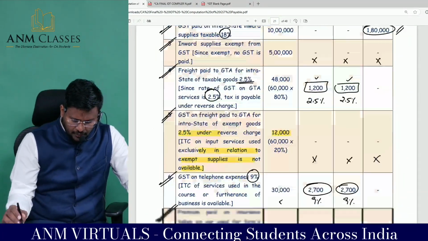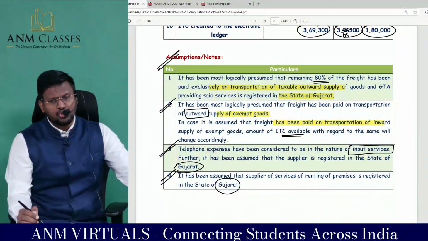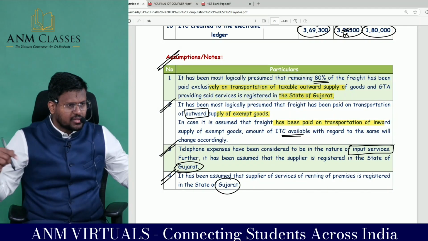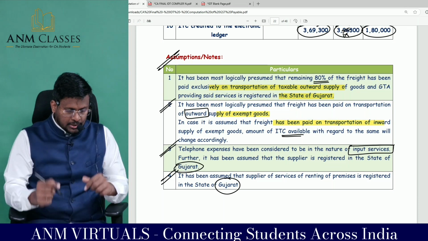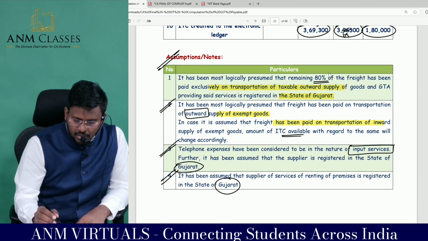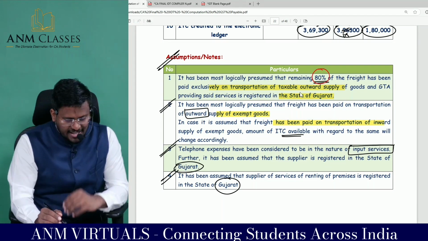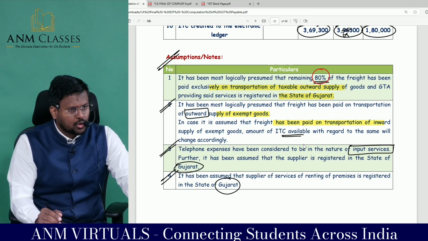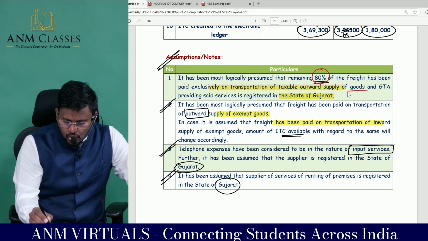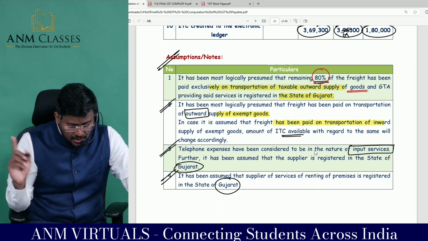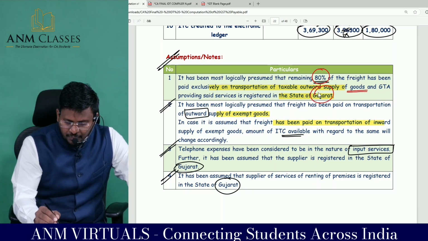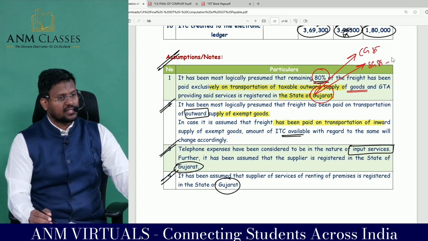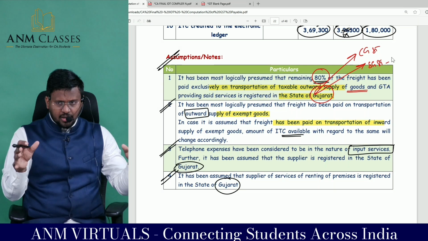So, everything we have done, I am just reading the assumptions they have taken. Now, sir, when I read the question again, a lot of things will be connected for you. It has been most logically presumed that the remaining 80% of the freight has been paid exclusively on transportation of taxable supply of goods. And the GTA providing such service is registered in the state of Gujarat. That is why CGST and SGST we have taken as credit. So total GTA paid is classified into how many categories?